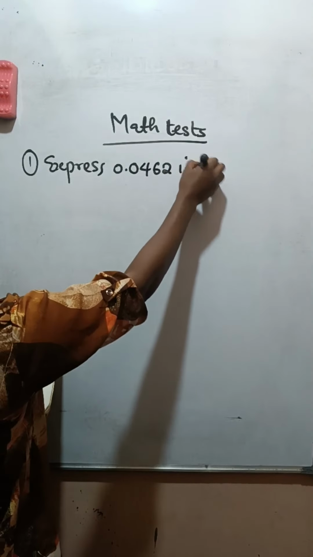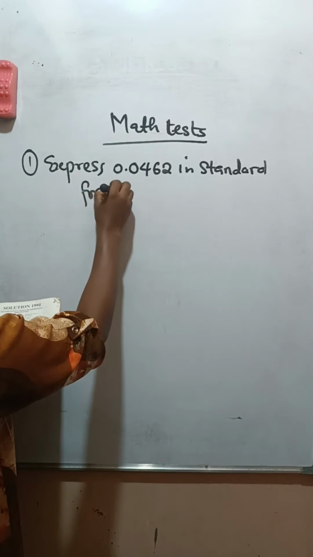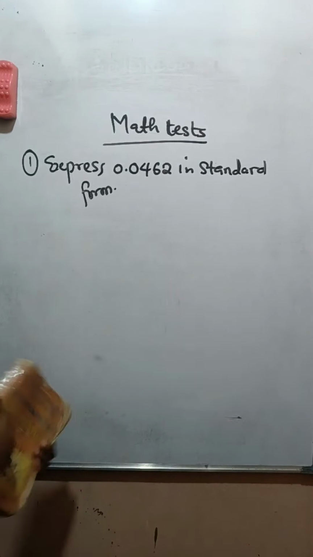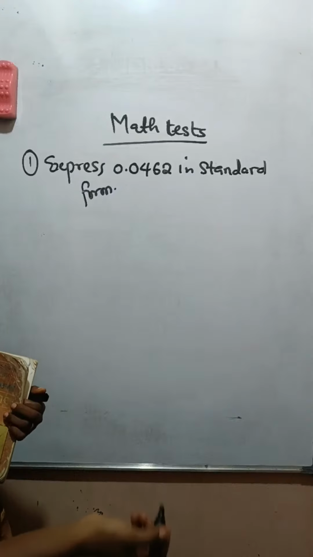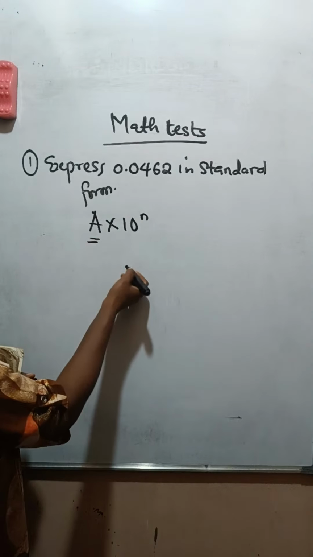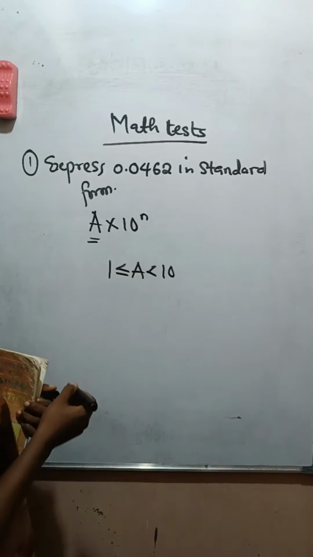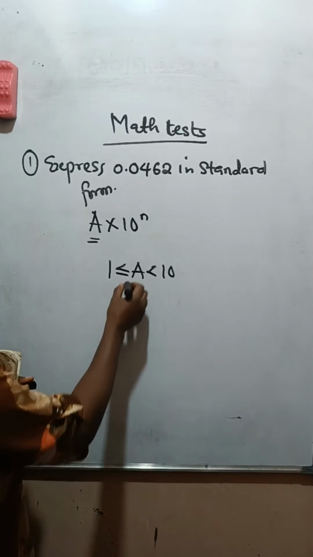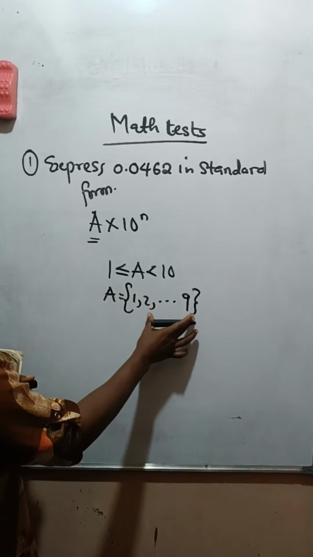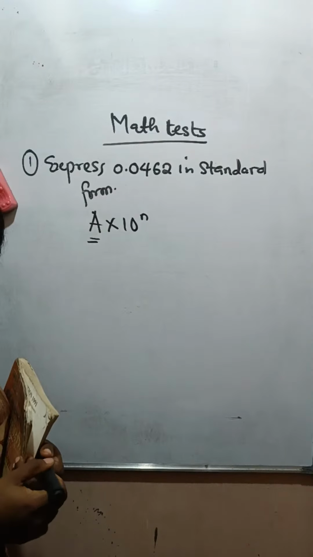0.0562 in standard form. Now, for a number to be in standard form, remember that it must be in this form: A times 10 to the power of n, whereby your A should be greater than or equal to 1 and less than 10. Okay? Which simply means that our A could be 1, 2, up to 9. This is the range of our A. Now, our n has to be either a positive or negative integer.